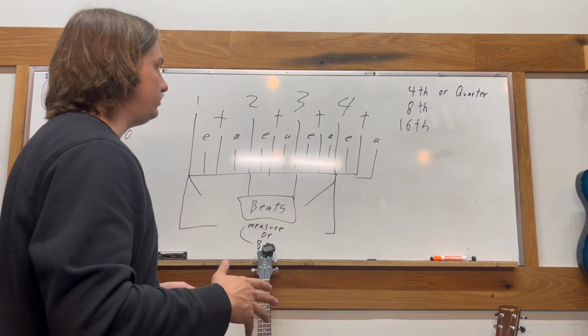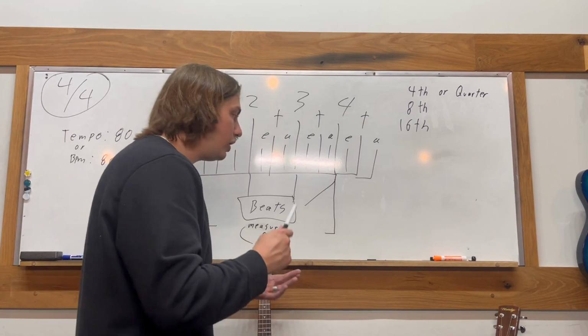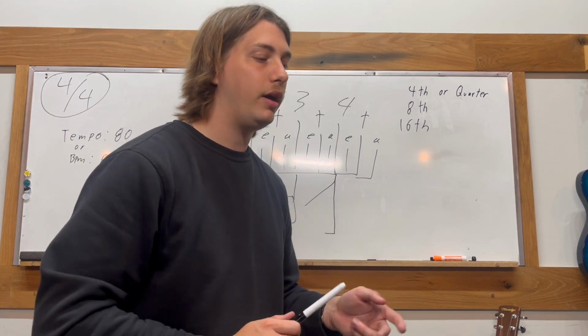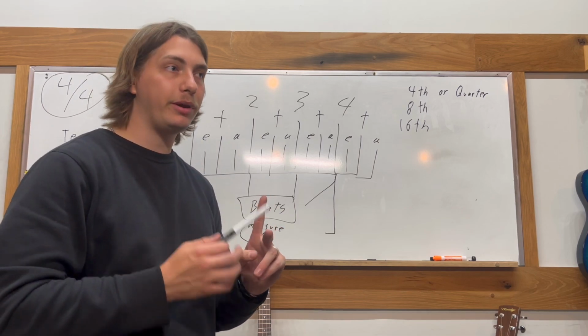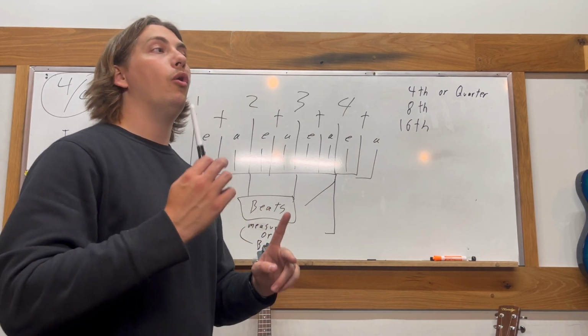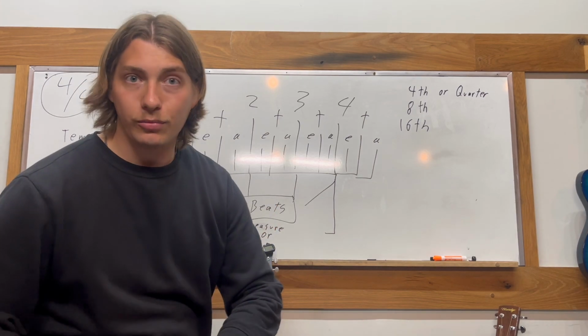Okay, you guys are doing really good. The faster you go, when you get really fast, 1 2 3 4 1 2 3 4, and you have to count 1 and 2 and 3 and 4 and. Yeah, it can get really hard, okay?